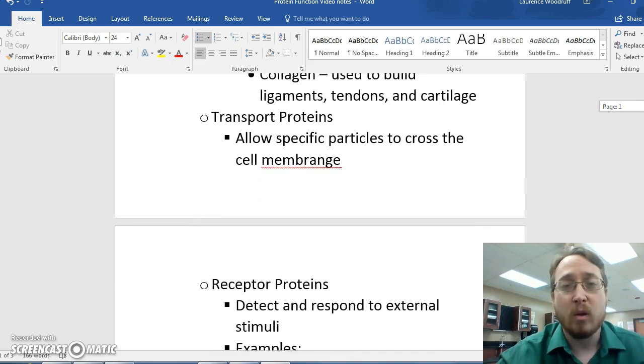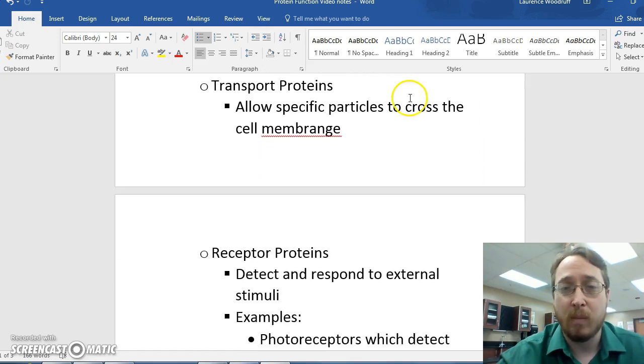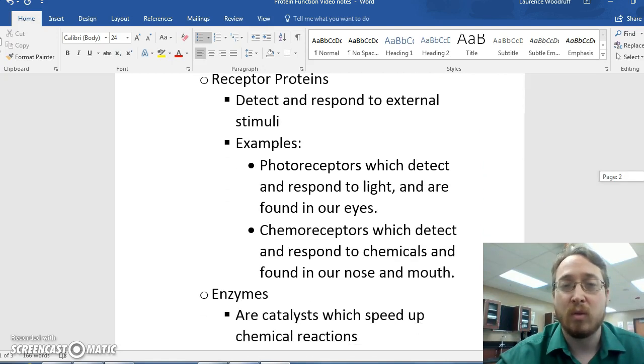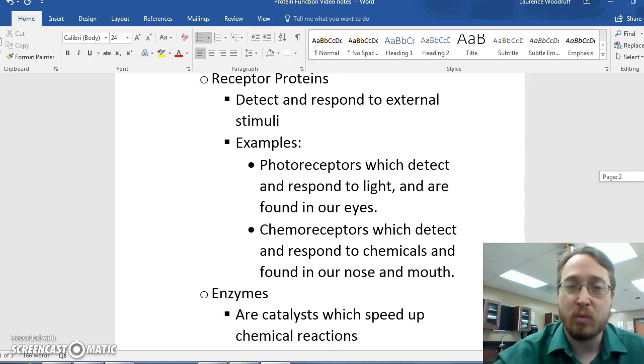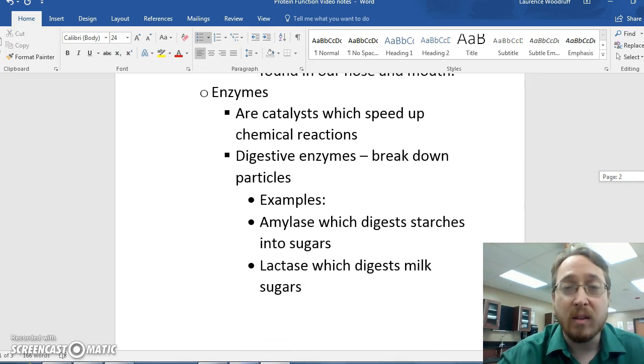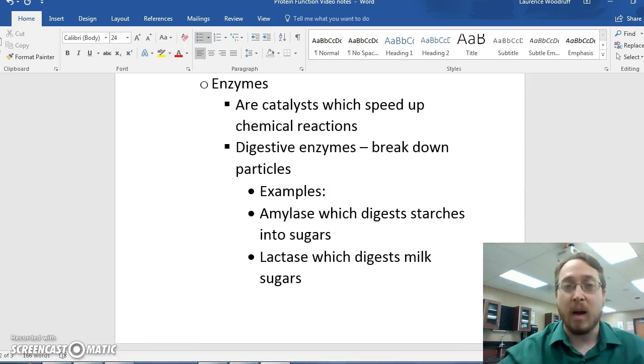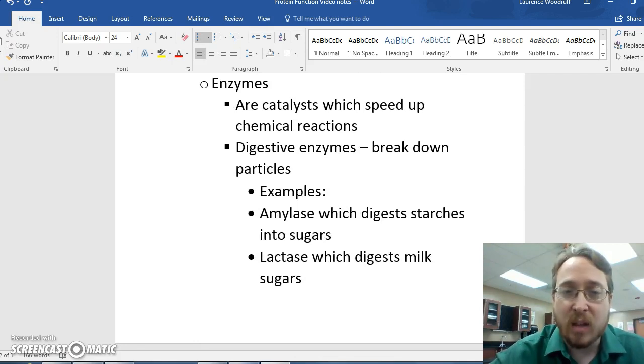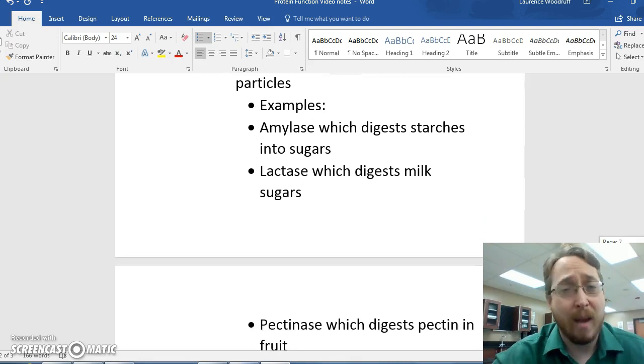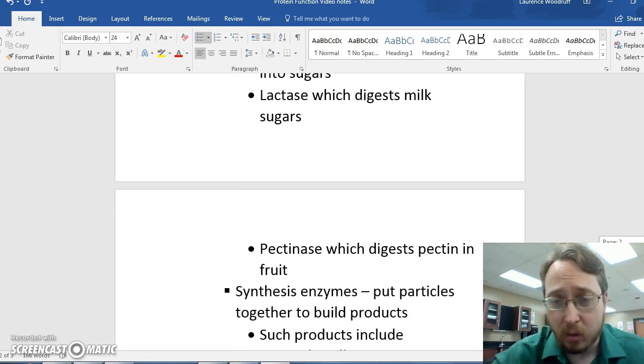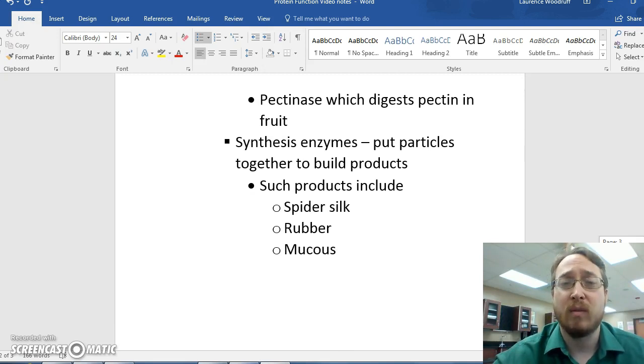Transport proteins allow specific particles to cross the cell membrane, and receptor proteins detect and respond to external stimuli. And examples include photoreceptors, which detect and respond to light and are found in our eyes, and chemoreceptors, which detect and respond to chemicals found in our mouth. Enzymes are catalysts, which means they speed up chemical reactions. Digestive enzymes break down particles, and such examples could be amylase, which digests starches and breaks them down to sugars, lactase, which digests milk sugars, and pectinase, which digests pectin and fruit.